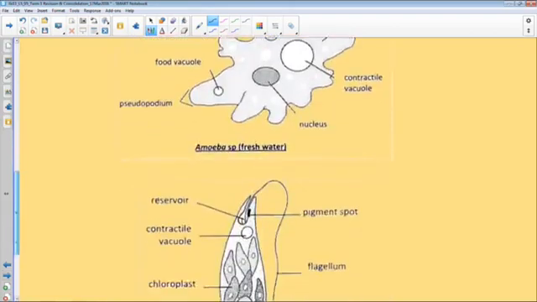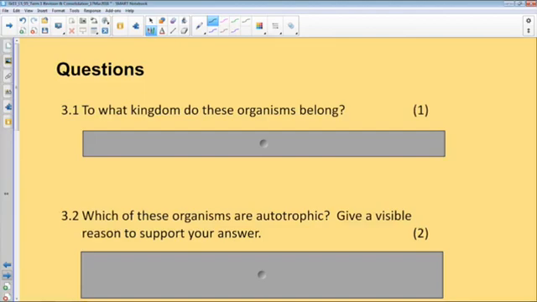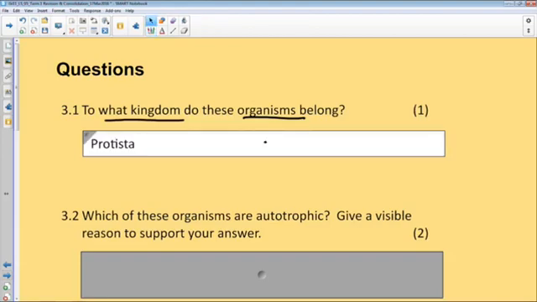So again, a very quick reflection going through these diagrams. We saw that we've got a paramecium, an amoeba species, and Euglena. So let's look at the question: to what kingdom do these organisms belong? And that's the key word. Which is the kingdom that we're looking at? So guys, the kingdom we're looking at was, okay, I'm just going to click on my answer here, and that is Protista.